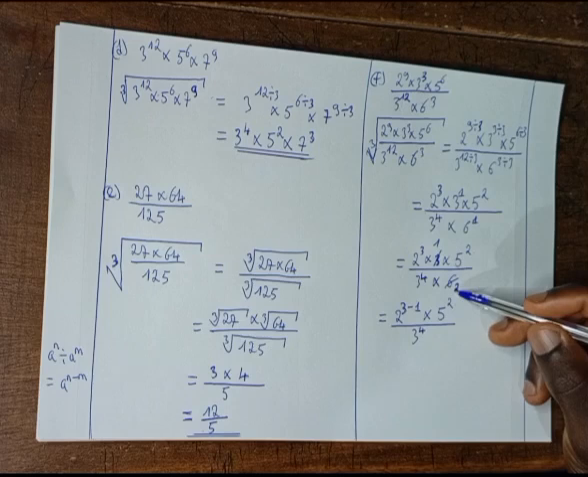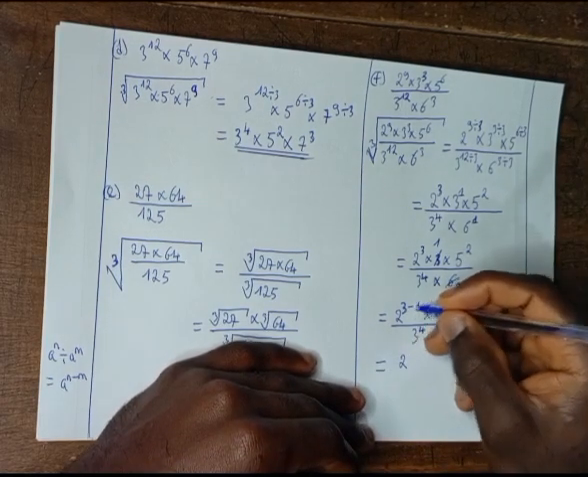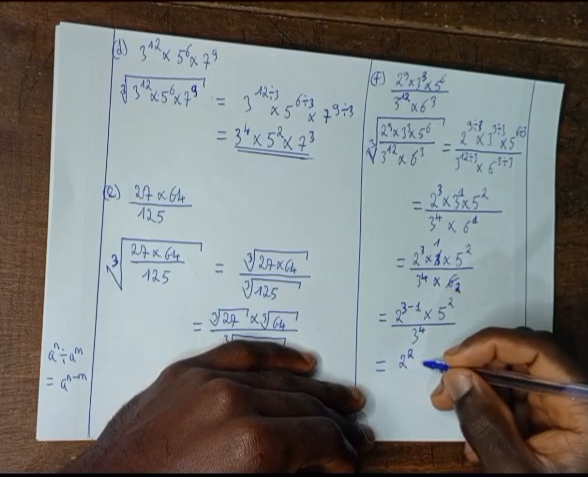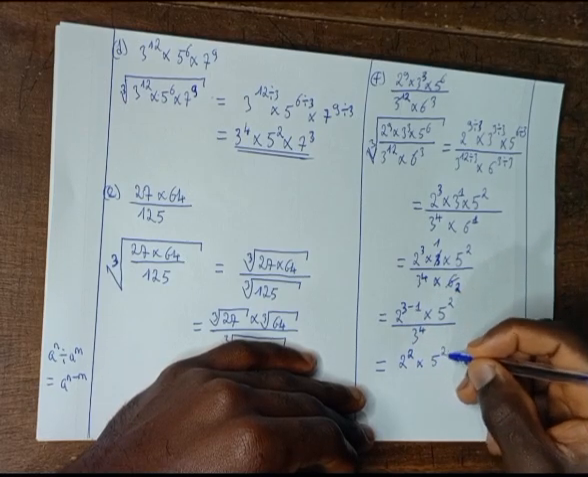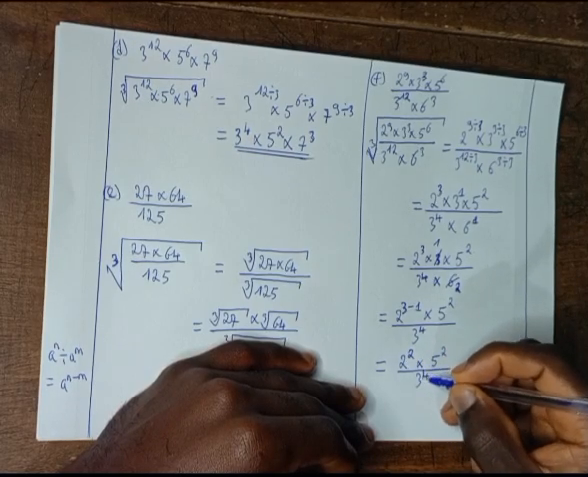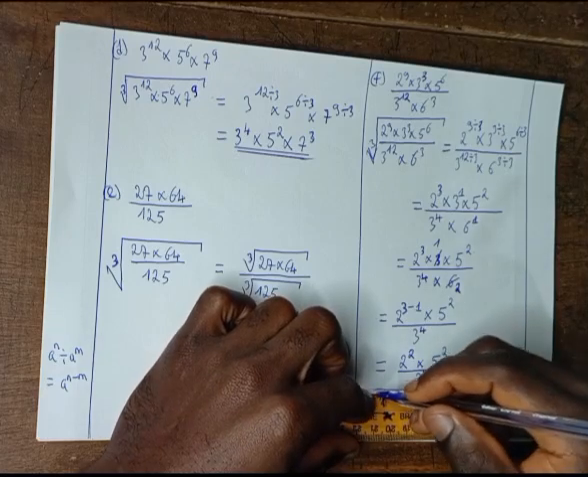The 2 will disappear. So this will simply be equal to 2 raised to the power 3 minus 1 gives us 2, times 5 raised to the power 2, all over 3 raised to the power 4. So this will be our final answer.